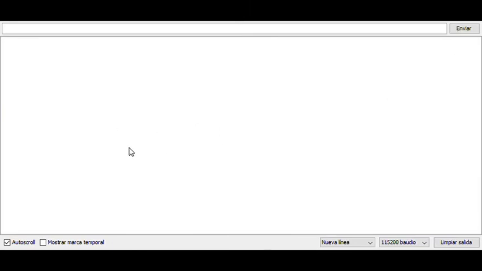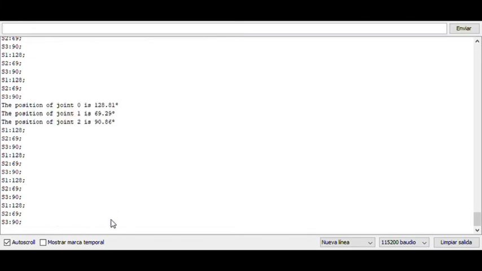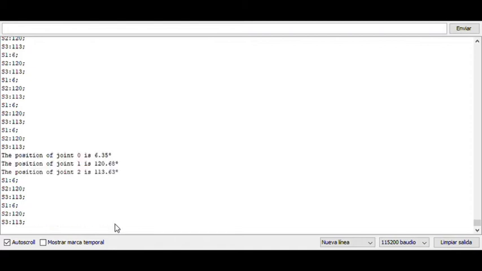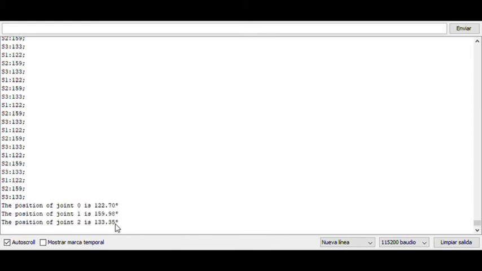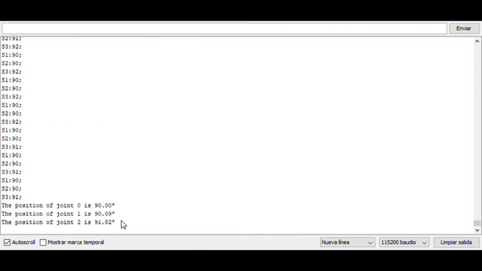Okay, so this is the serial monitor, and now we will start the code. You can see that the positions are changing, and in the final position we see that these are the values of the joints. We go to the next point, these are the values of the joints in the next point. And now we should go to the third point, and this is the value of the joints in the third point. Finally, we go to the initial position, so the values should be 90, 90, 91.8, which is really close to 90.